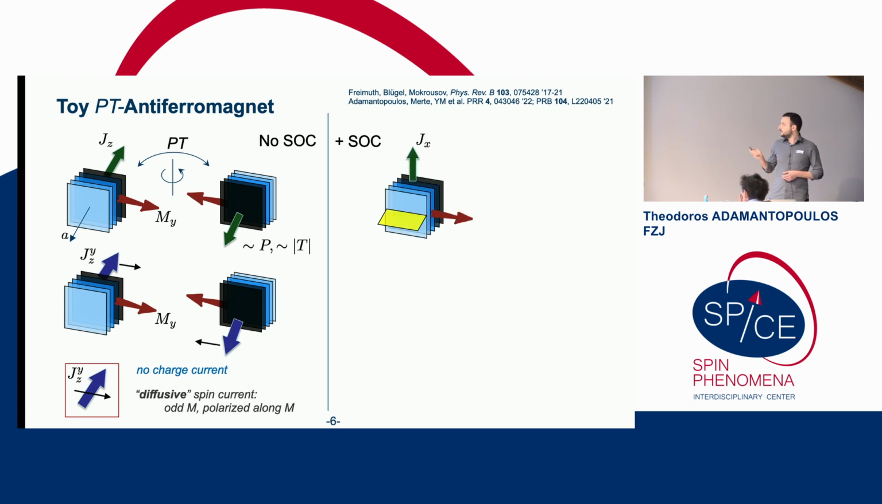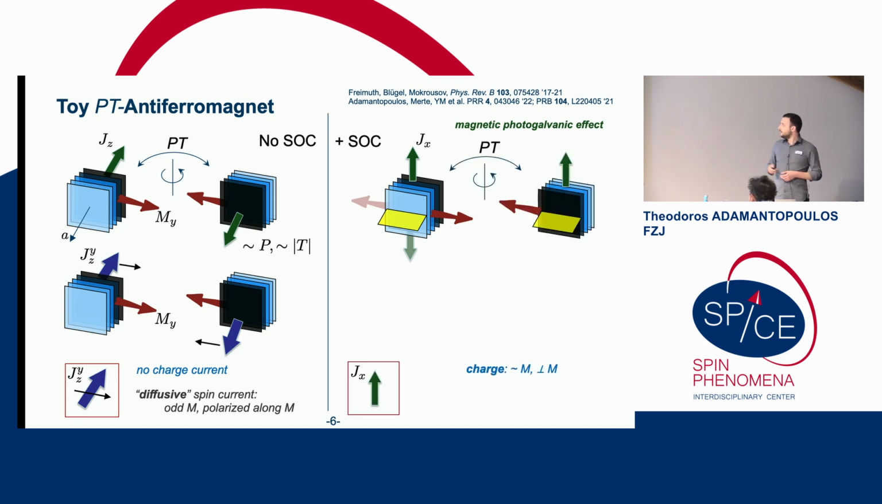When we take spin-orbit coupling into account from the breaking of the mirror symmetries, we may also have a charge photocurrent which flows in the plane perpendicular to the magnetization. This is due to the magnetic photogalvanic effect, and this is a magnetic current which is odd in the time reversal symmetry. Applying the PT symmetry operation leaves this current unchanged. Additionally, we may also have a spin current which flows parallel to the magnetization with out-of-plane spin polarization.